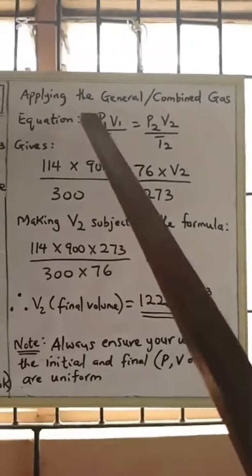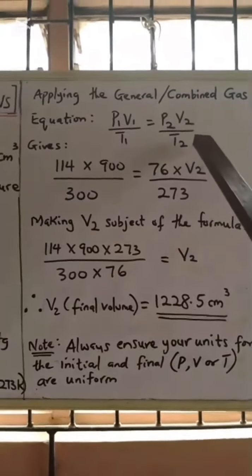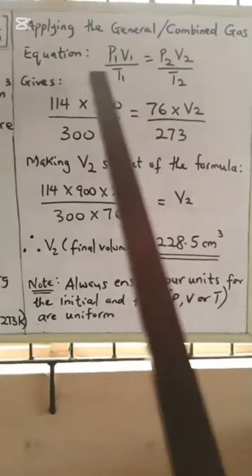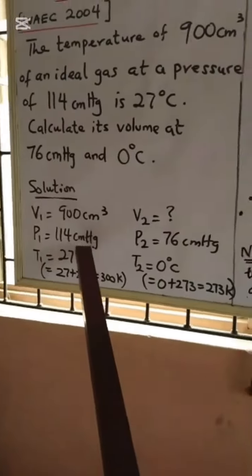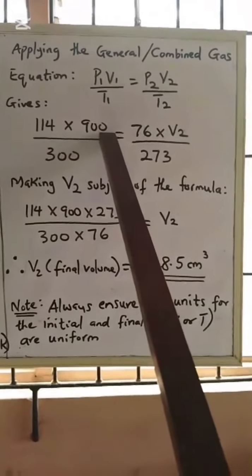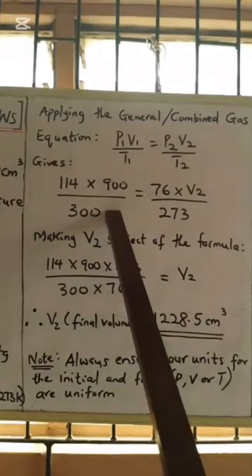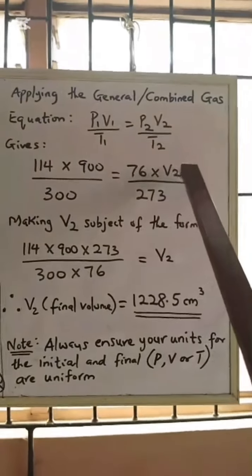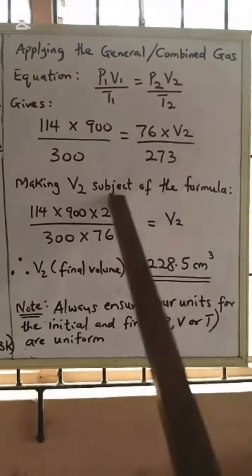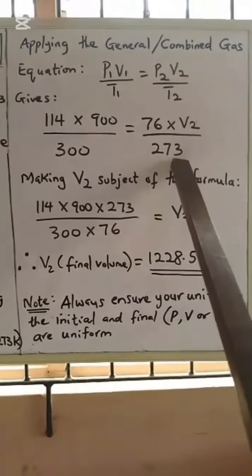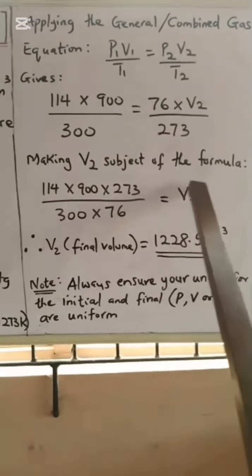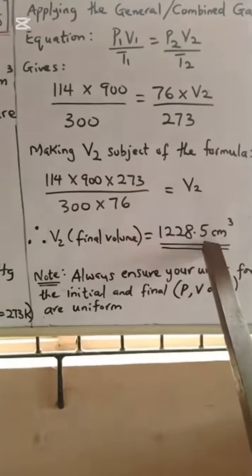So that should mean that we'll have to apply the general or combined gas equation, which is P1 V1 over T1 equals P2 V2 over T2. So slide in the values you have. P1 is 114 centimeter mercury. Okay, so slide in all those values. P1, initial volume, T1, that's the initial temperature, final pressure. The new volume we are asked to look for, just leave it as V2, then the final temperature. So you can just make V2 the subject of the formula. That means V2 should remain where it is. 273 just crosses up here. 76 comes down, like you're cross multiplying. So V2 will remain on its own, and then put this into your calculator and you have the final answer.